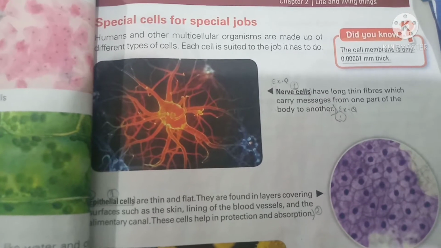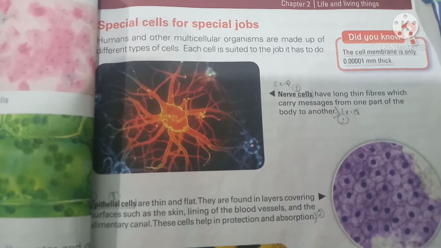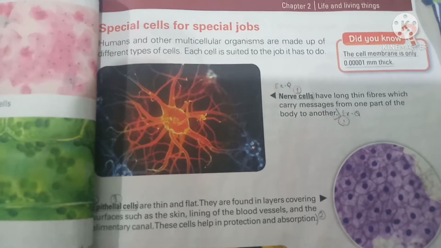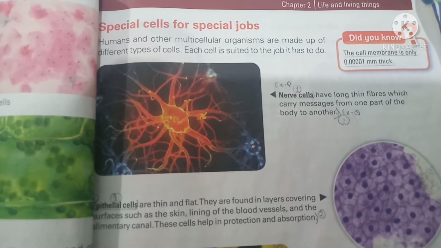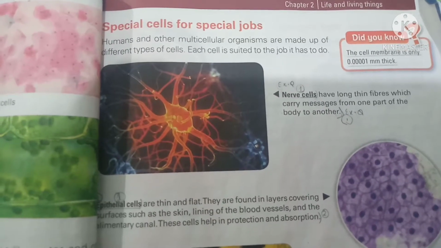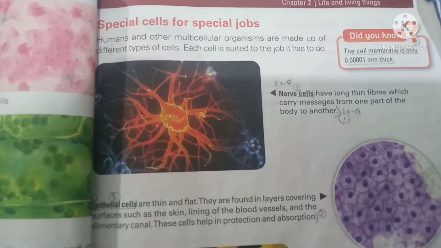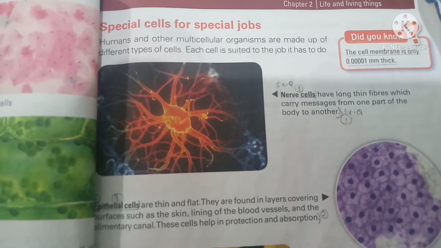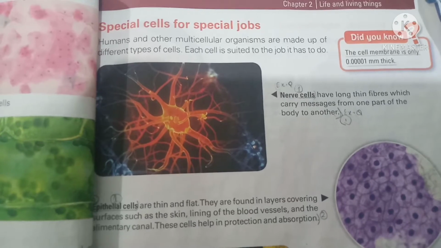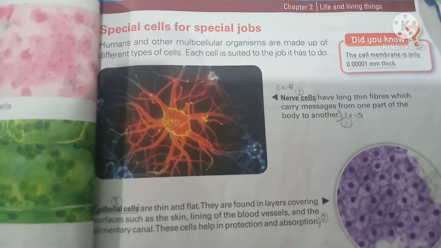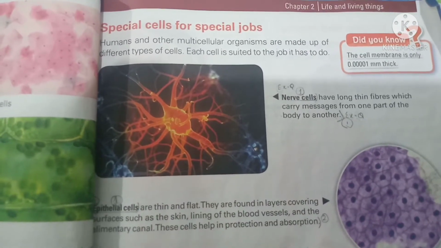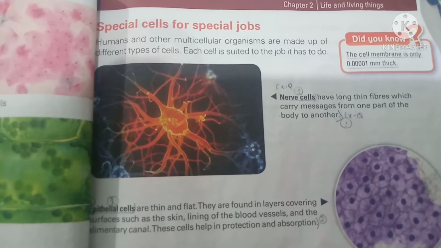So students, we have started our chapter number 2, which is life and living things. Up till now we have covered our topics, that is introduction, life processes, cell, animal cell and plant cells, and light microscope. And our today's topic is about special cells for special jobs.